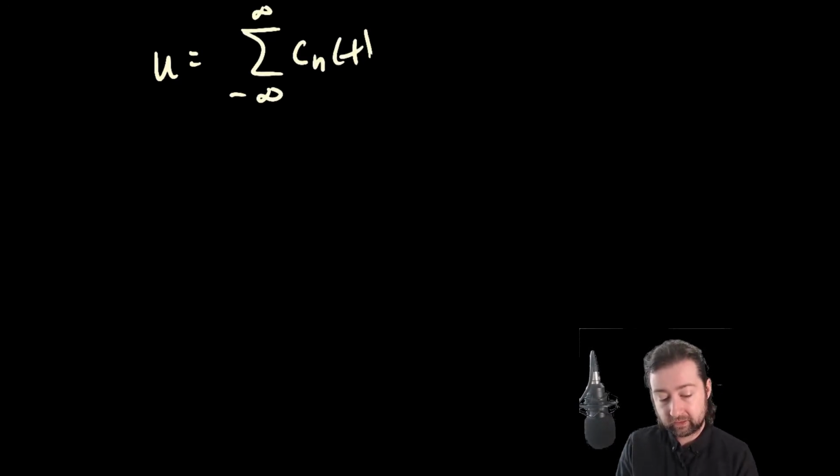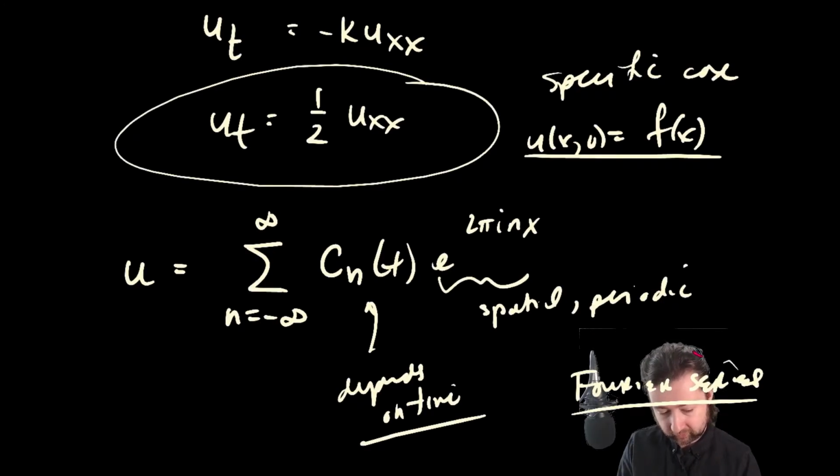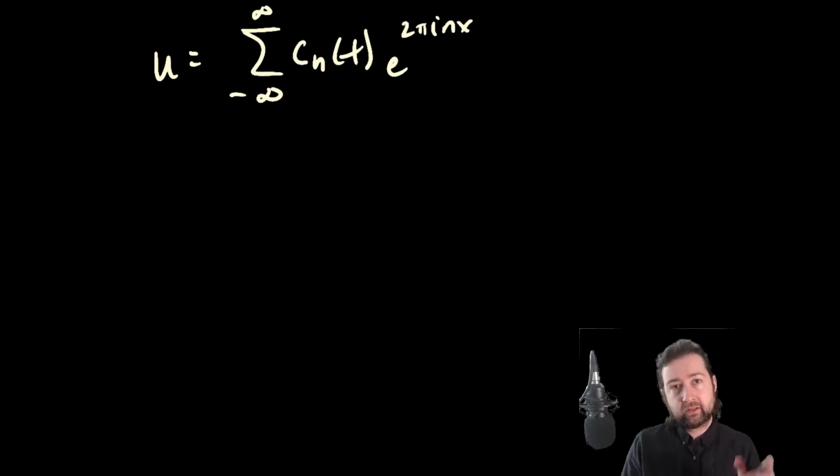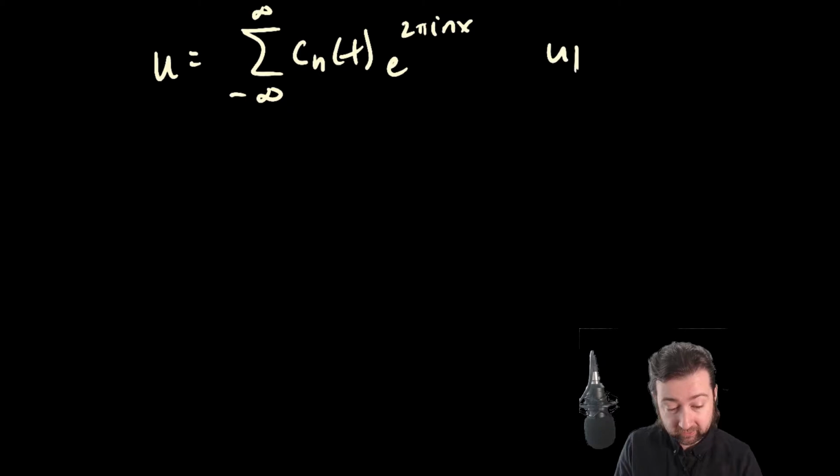So let's plug it in. If u is equal to the sum from minus infinity to infinity of C_n of t, so those are the coefficients that evolve with respect to time, times e to the 2 pi i n x, that's not supposed to be negative, C_n of t e to the 2 pi i n x, then we want to plug that into u_t equals 1/2 u_xx. We actually need these derivatives.